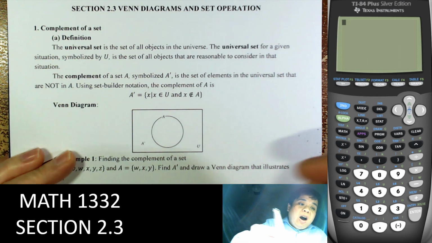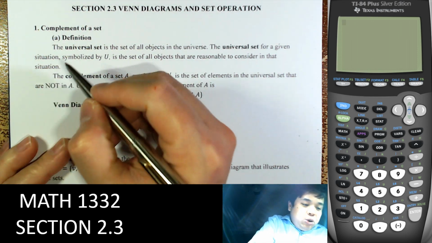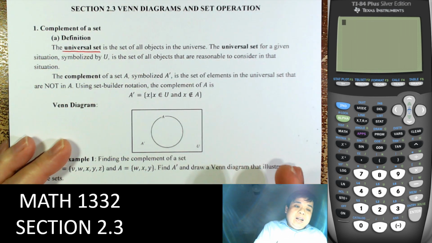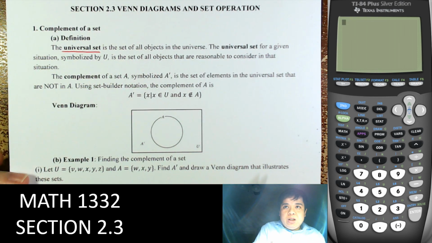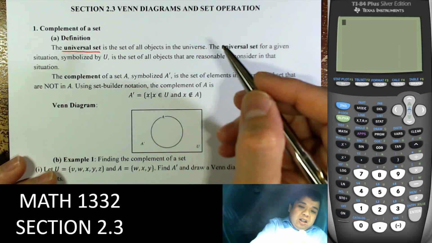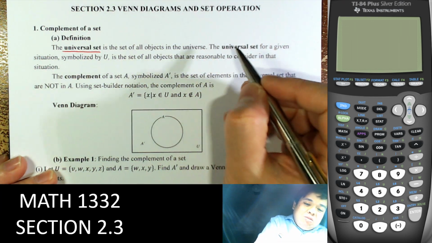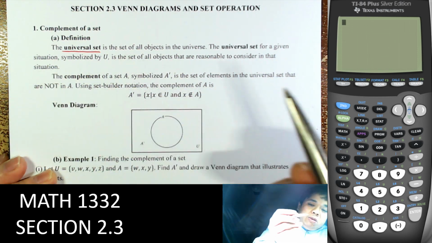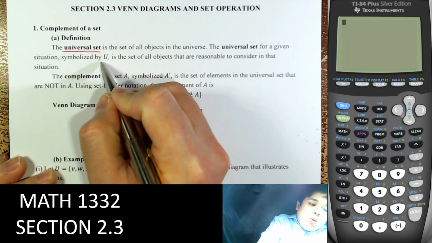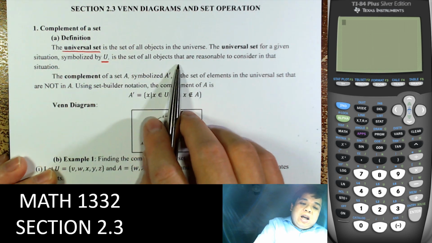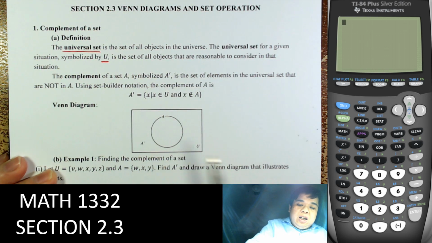In order to define the complement of a set, we need to define a universal set. A universal set is the set that has all the objects in the universe. This is just the way we define it. The universal set for a given situation, we use U for that. It's the set of all objects that are reasonable to consider in that situation.